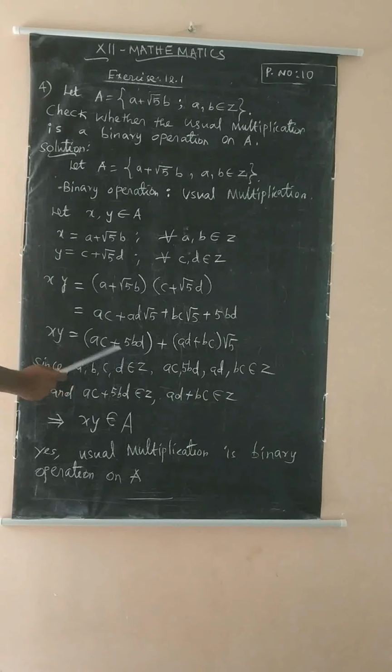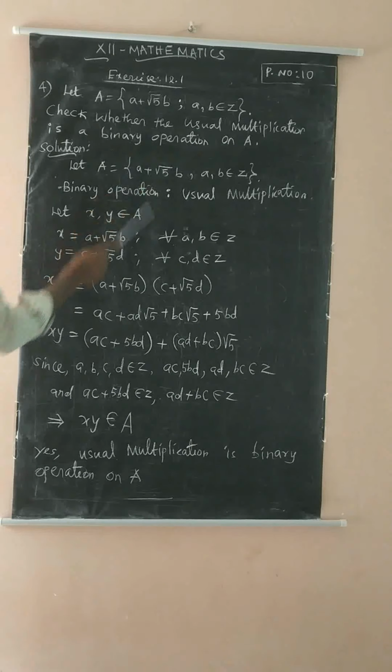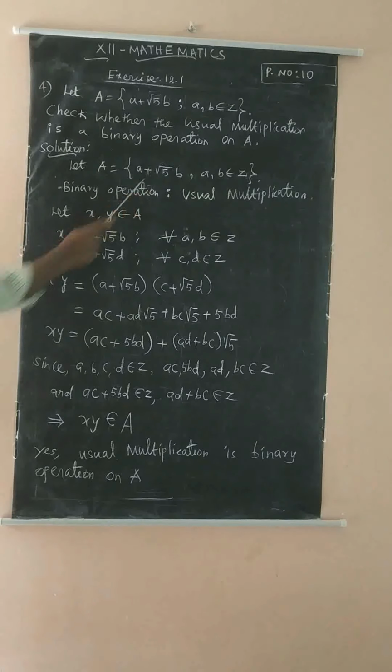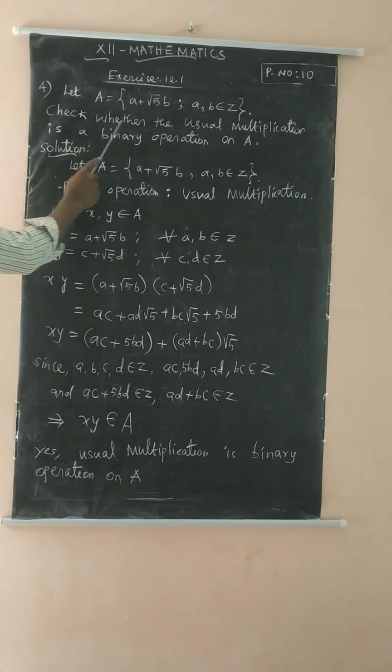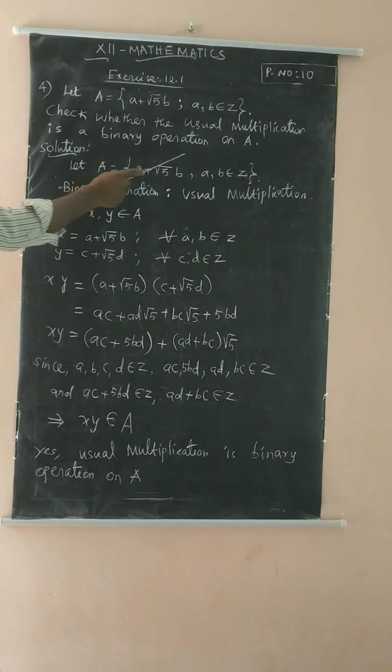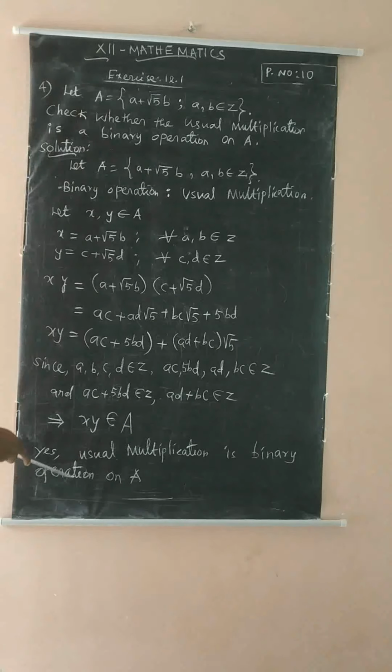So this is in the same format, therefore x y belongs to A. This format again belongs to the set. So the answer to the given question is yes: usual multiplication is a binary operation on A, which is a very simple one, students.